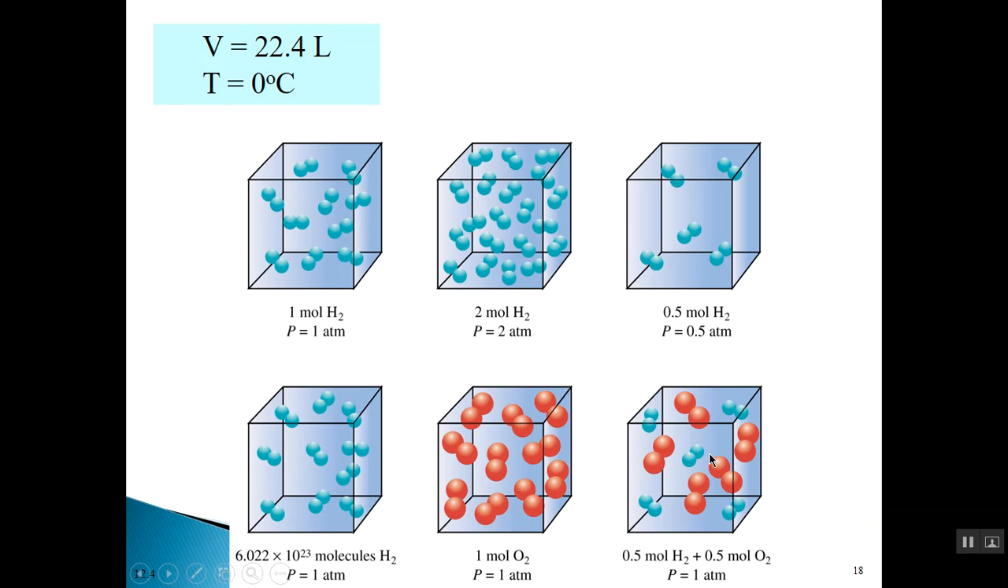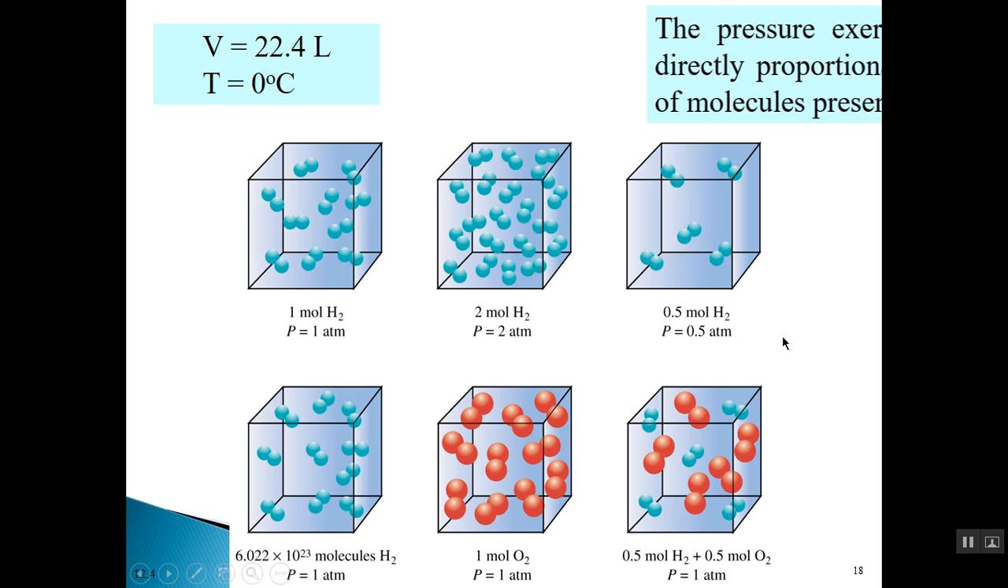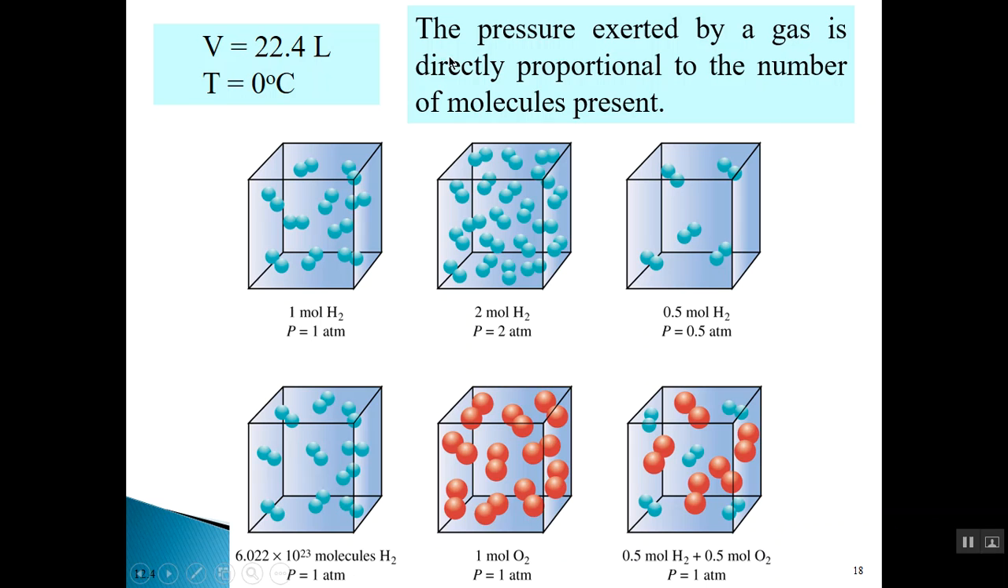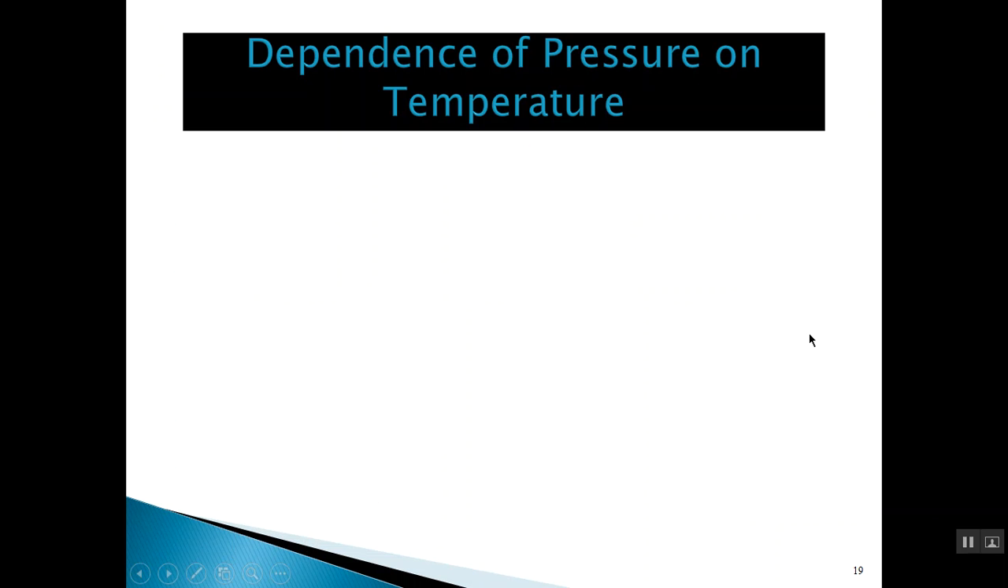So it doesn't matter if you're dealing with a mixture of gas or if you're dealing with just one gas in the container. If the total moles of gas is 1 mole, then the pressure exerted by either the gas itself, one gas, or the mixture will be 1 atmosphere if the volume is 22.4 liters and the temperature is 0 degrees Celsius. So as stated here, the pressure exerted by the gas is directly proportional to the number of molecules of the gas present.